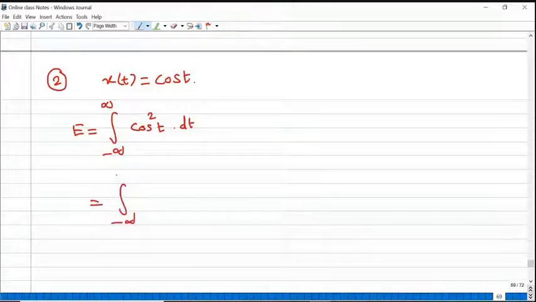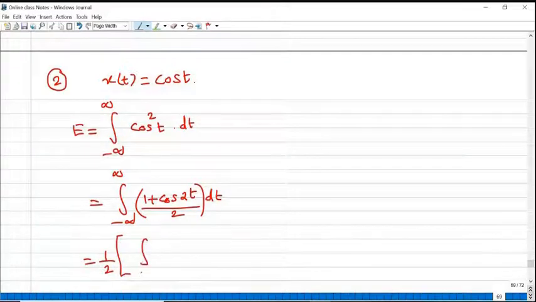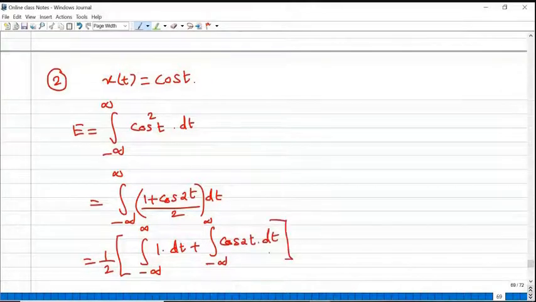So integral from minus infinity to infinity of cos squared t, which is (1 plus cos 2t) by 2. Take 1 by 2 common outside: integral from minus infinity to infinity of 1 dt plus integral from minus infinity to infinity of cos 2t dt.